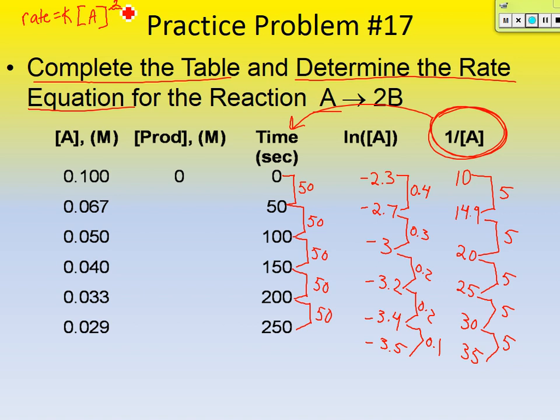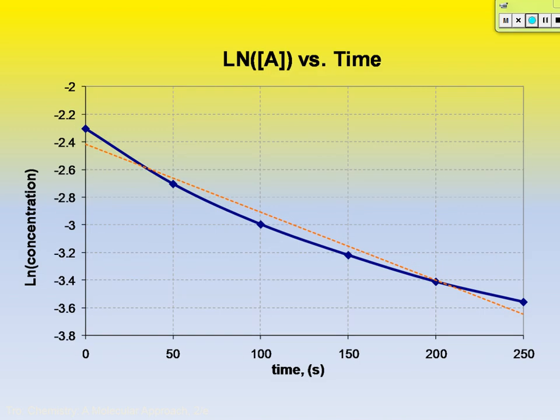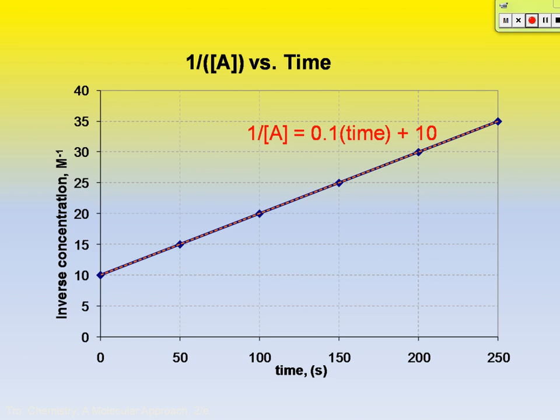So there's our answer. The rate law is rate is equal to K times the concentration of A raised to the second order. Very easy, right? You just look for whichever one is going to give you a straight line. Now I've got a couple more practice problems for you guys to try. So we noticed that the only one that gave us a straight line was 1 over A. So it's second order.